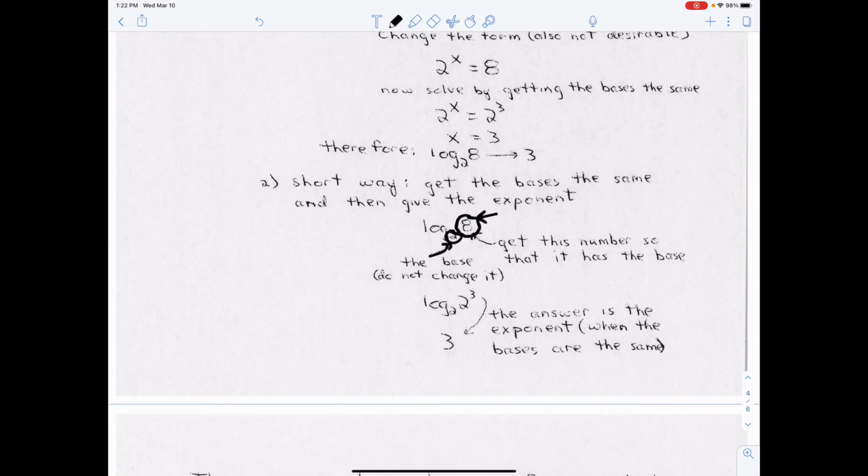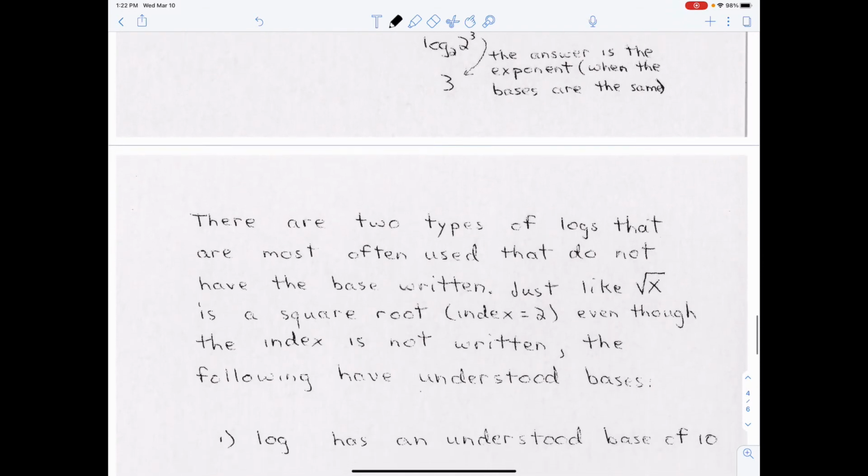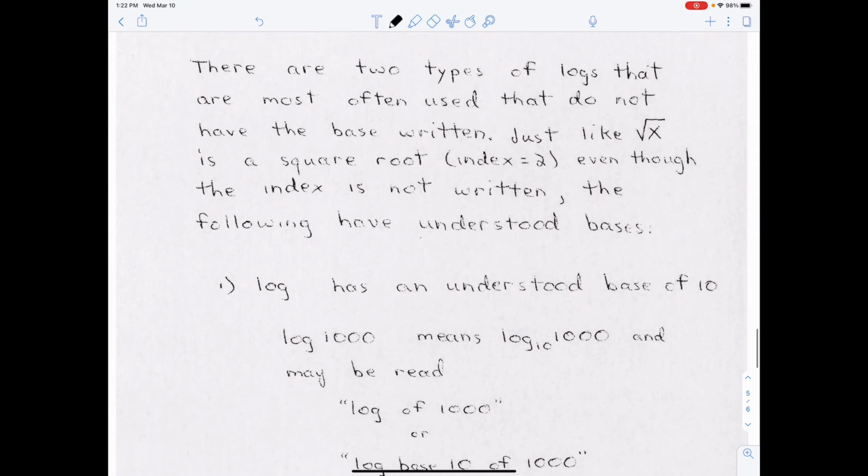So I can rewrite 8 as 2 to the 3rd, therefore the answer is 3. I'm telling you the value of the exponent when the bases are the same. Okay? Now, there are two main types of logs. The first, when you have this symbol right here and you don't have any index written, it's understood to be an index of 2.